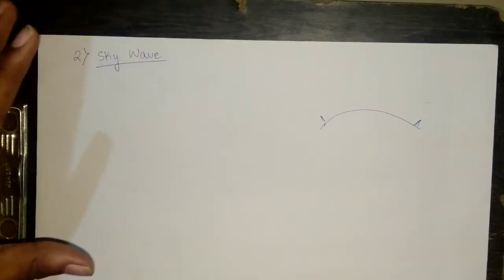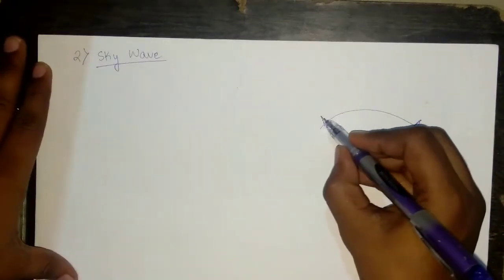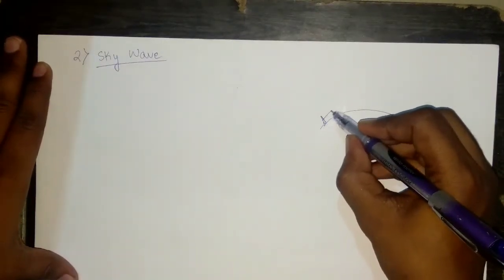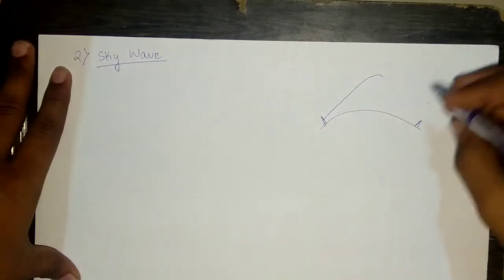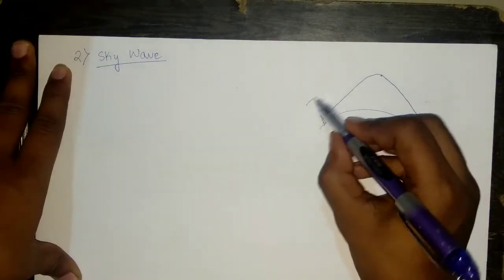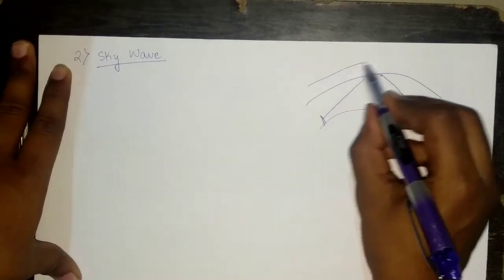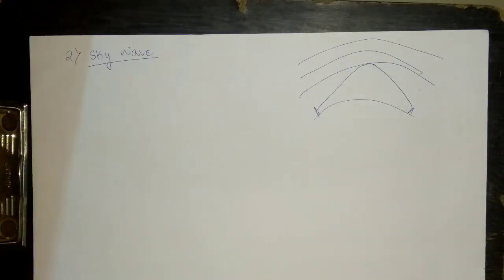the EM waves which move in the space get reflected from one type of layer and then get to the receiver. That layer is called the ionosphere. Why ionosphere? Why is that layer named the ionosphere?